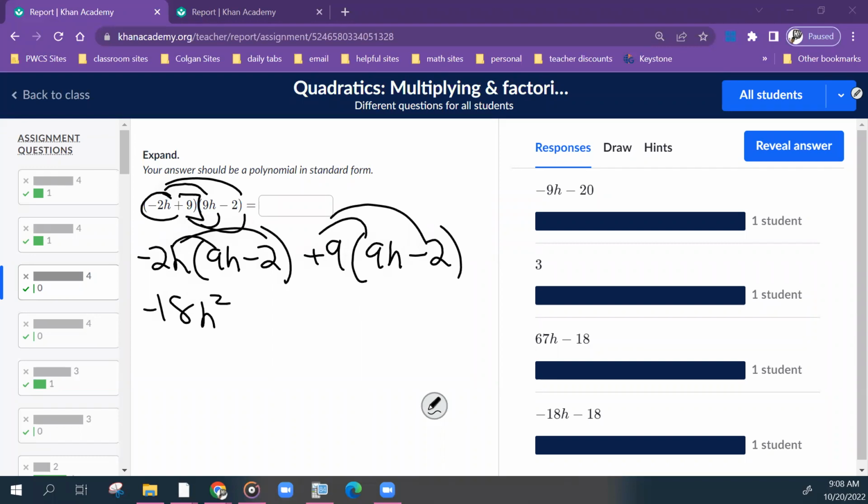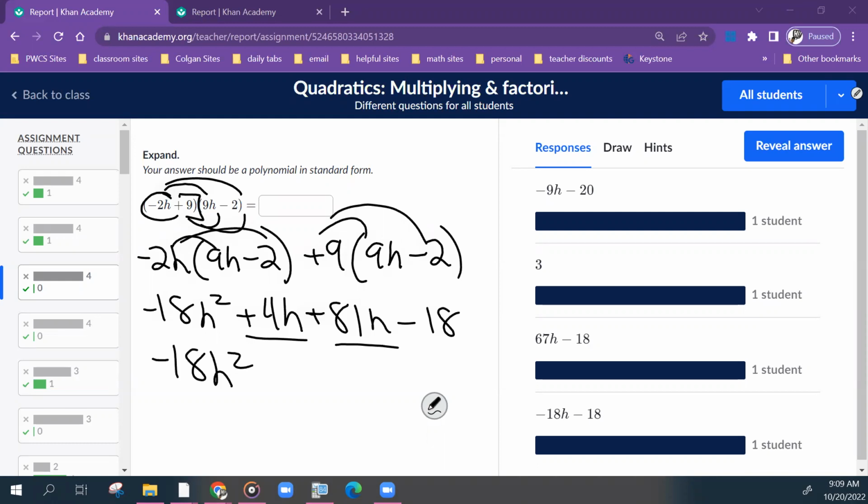But then the next piece would be negative 2h times negative 2, which would give us a positive 4h. 9 times 9h would give us 18, nope, 81h. There we go. That's better. And then 9 times negative 2 would give us negative 18. And then you have to combine your like terms. What are those? 81h plus 4h is 85h. So negative 18h squared plus 85h minus 18.